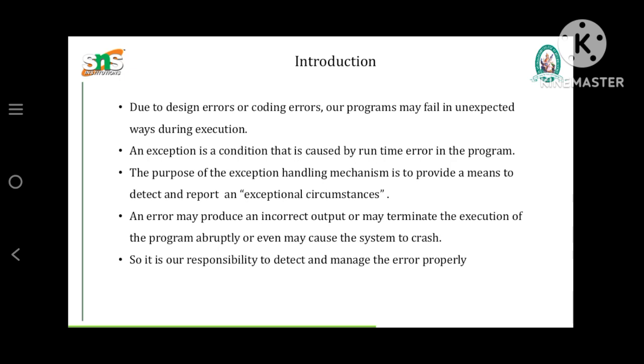Due to design errors or coding errors, our program may fail unexpectedly during execution. An exception is a condition that is caused by a runtime error in the program. The purpose of the exception handling mechanism is to provide a means to detect and report an exceptional condition. An error may produce an incorrect output, may terminate the execution of the program abruptly, or may even cause a system to crash. So it's our responsibility to detect and manage the errors properly.